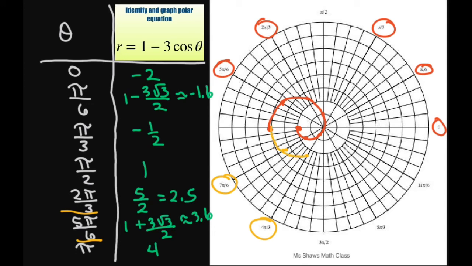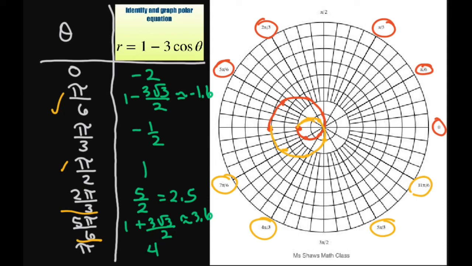Just swinging around here. At 3 pi divided by 2, that's going to be at 1. I'm just matching these up. At 5 pi divided by 3, it's going to be negative 1/2. So we're going up here to negative 1/2. 11 pi over 6, that matches up to this one. It's negative 1.6. And then we're back to negative 2 for 0.